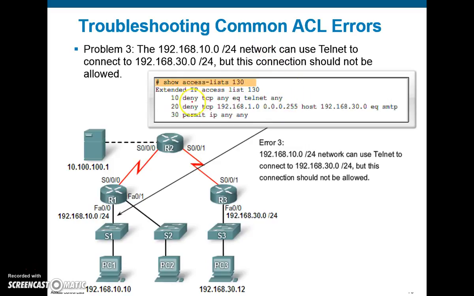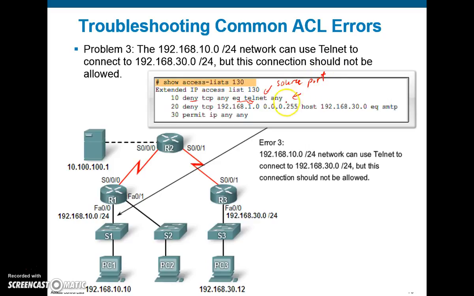We have a deny telnet here. So by right, the first rule should deny this connection. But why is it being allowed? If you look closer at this rule, the telnet port is actually indicated as a source port.